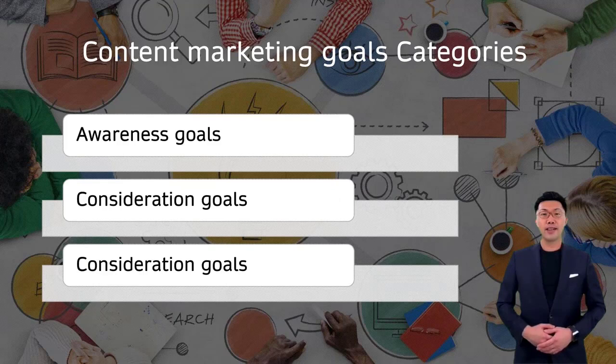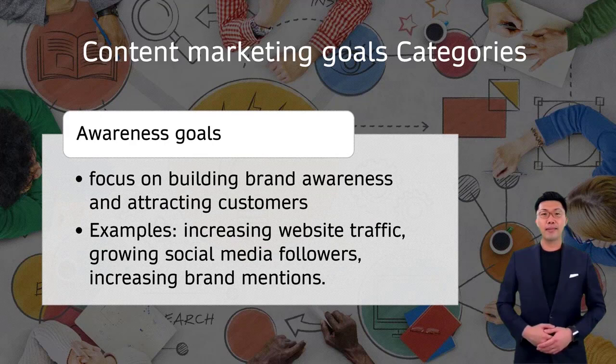Let's move to the different types of content marketing goals and how they fit into the customer journey. The first type of content marketing goal is awareness. The next type is consideration. Finally, we have decision-focused content marketing goals.